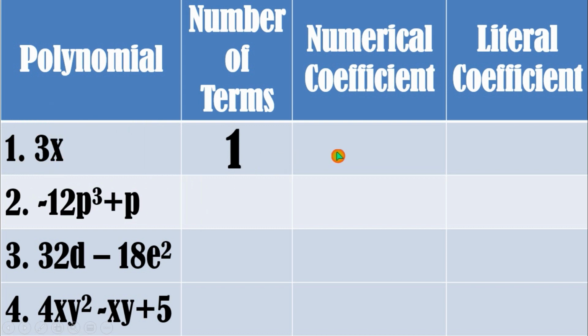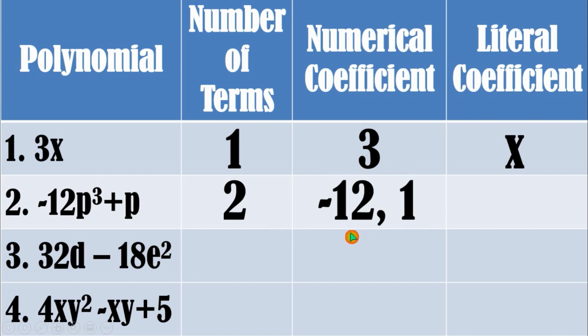Okay, what's the numerical coefficient? That's 3. The literal coefficient, of course, is x. Okay, kumbaga parang tanggalin mo lang yung letter na part, yun na yung numerical coefficient. Tanggalin mo lang yung number part, that's the literal coefficient. Let's have number 2, negative 12p cubed plus p. So the number of terms is 2. The numerical coefficient is what? Negative 12 and 1. Okay, remember, ano man yung sign na naandon, that is always included.